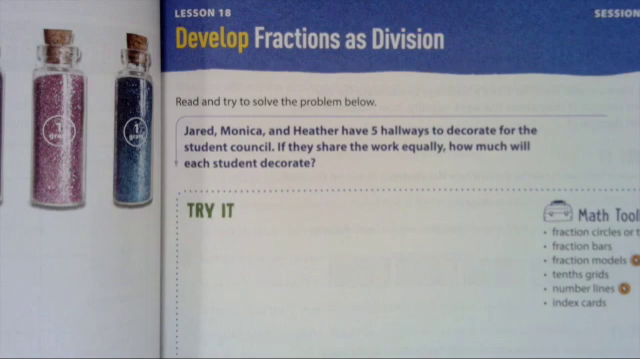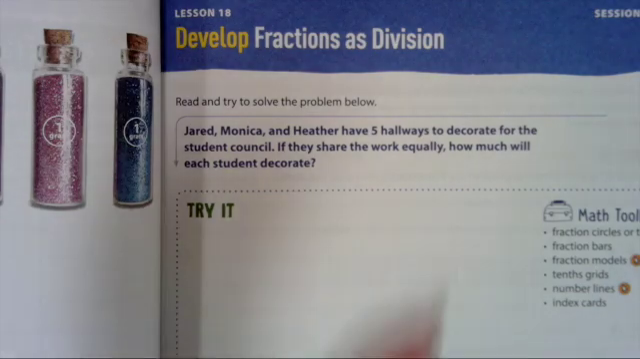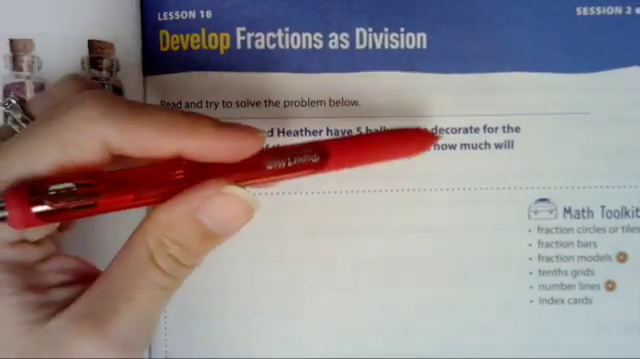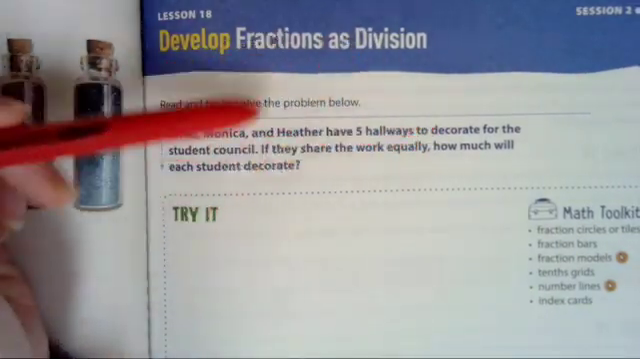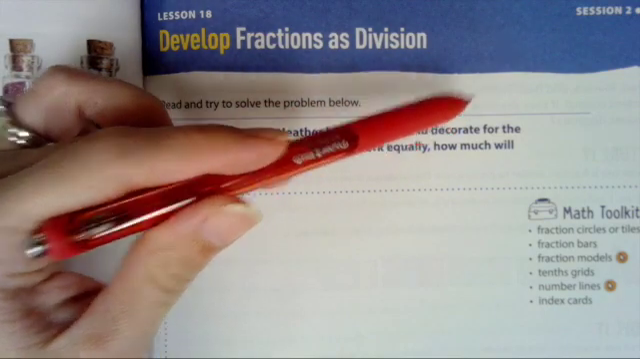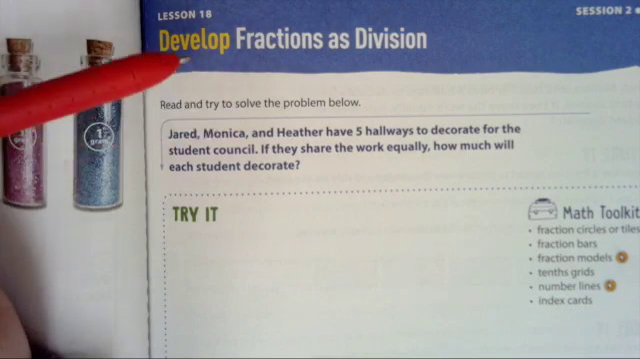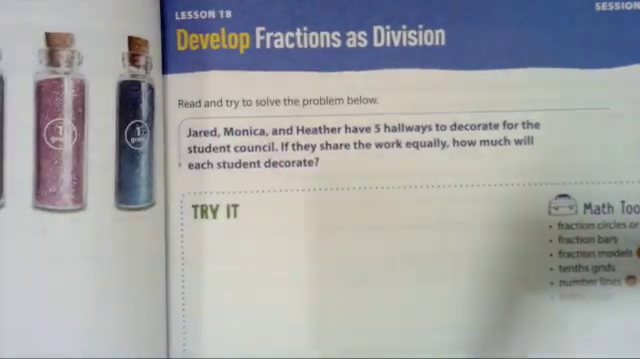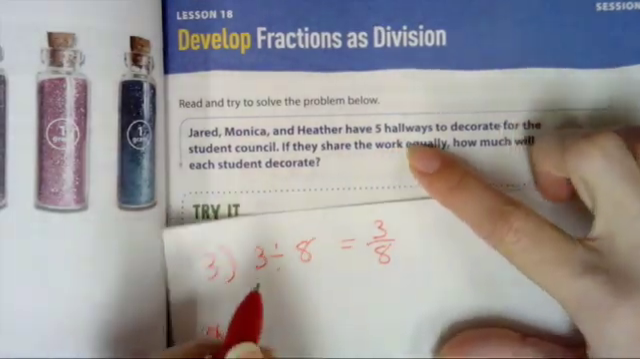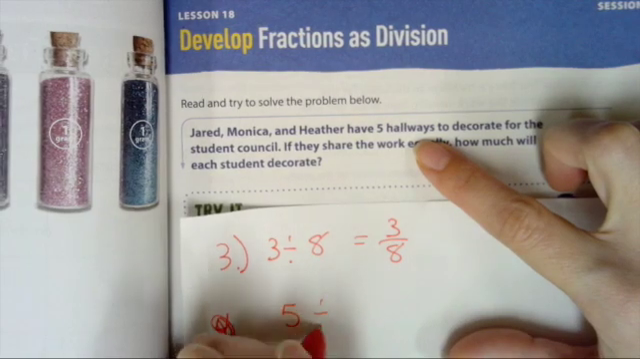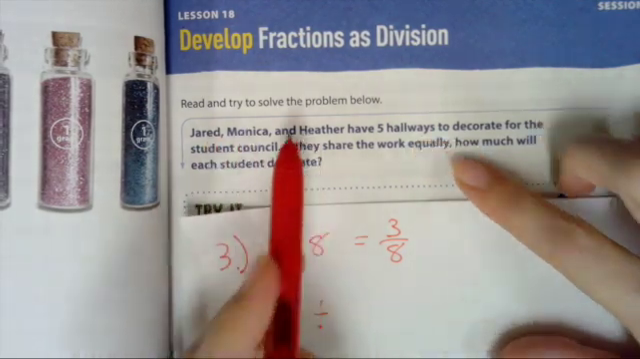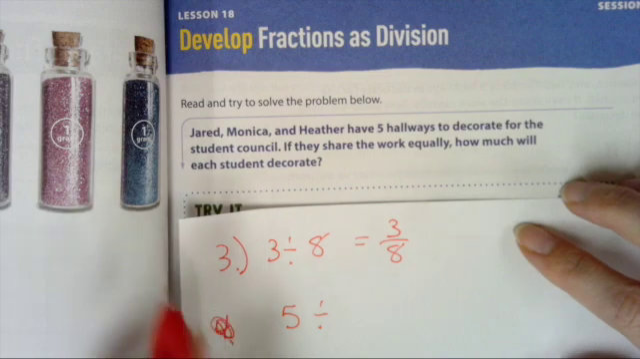You have to ask yourself, what is happening in this problem? They're decorating halls. Students are decorating halls. Are we going to take the students and share it with the halls, or are we going to take the halls and share it with the students? Hopefully you know you're going to take the hall and share it with the students. So since there are 5 halls, it would be 5 divided by 3, because there are 3 students.